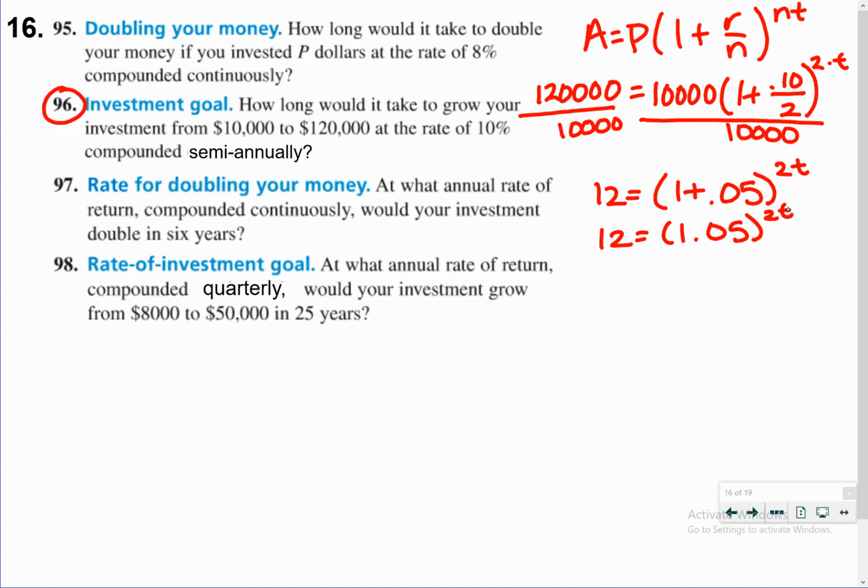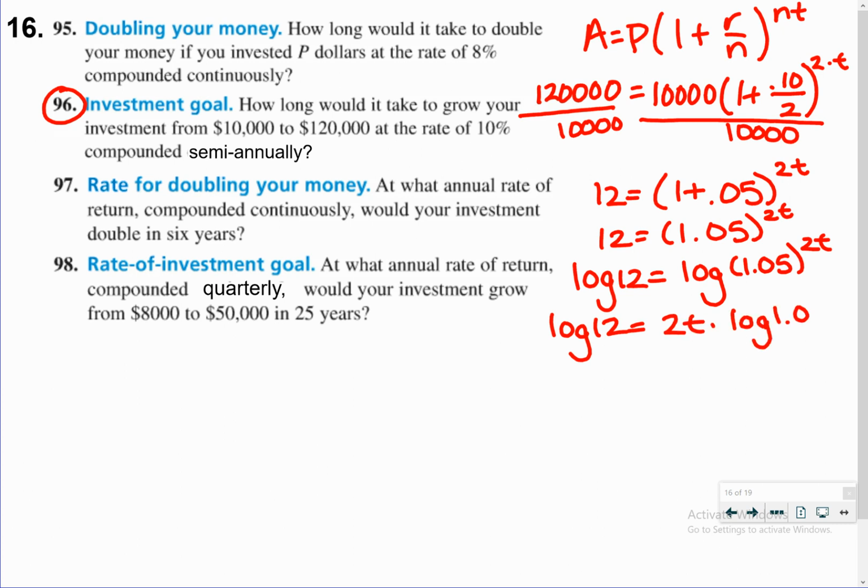to the 2t power. And now because I have my base alone, I can take the log of both sides. And it doesn't matter what log you use, but I would stick with log base 10 or natural log because you've got those buttons. Okay. We take the log to bring the power down. So log 12 equals 2t times log of 1.05. And even though this looks kind of gross right now, log 1.05 is some number, 2 is also multiplied by t.